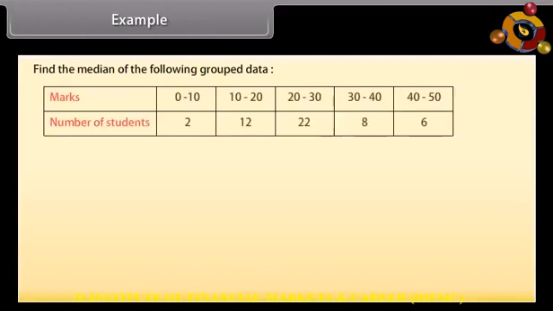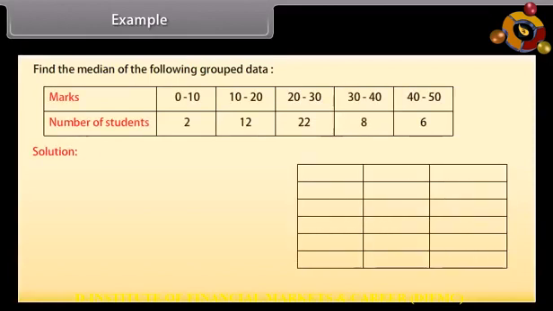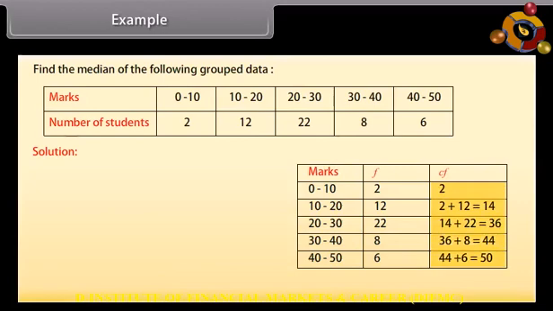Find the median of the following grouped data. Solution. In the first column, we've written the given marks. In the second column, we have written the given frequency. In the third column, we have found the cumulative frequency. After that, n by 2 equals 50 by 2, which is 25.